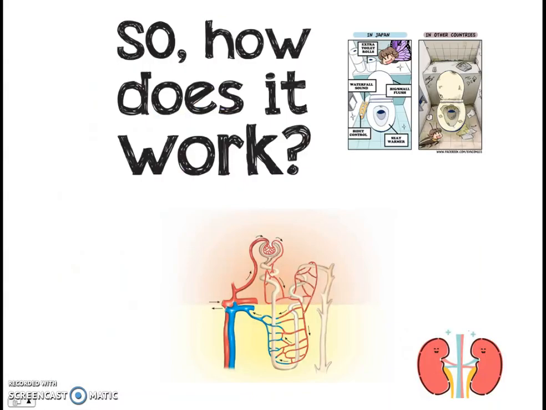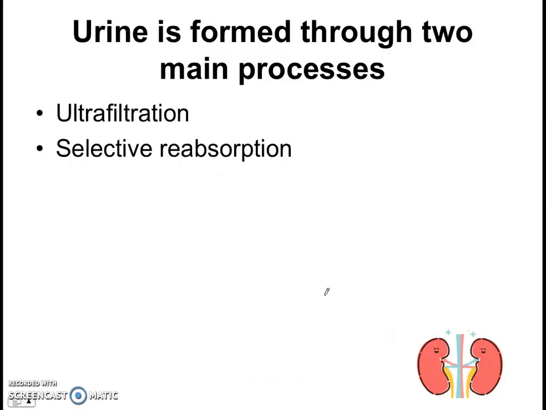Because it's made out of so many parts and it's surrounded by blood vessels, and you're just like, how does this thing work? Well, fear not. That is the question we're going to explore in this video. In this video, we're going to take a look at how urine is formed by the kidney tubule and how blood is filtered by the kidney tubule.